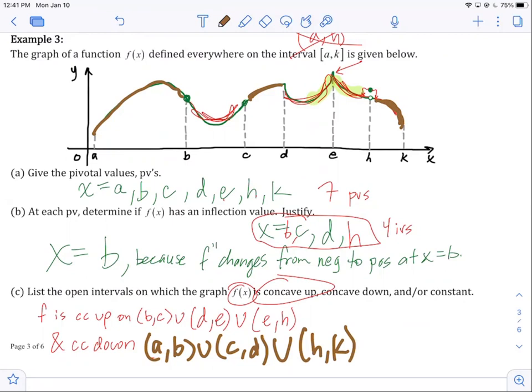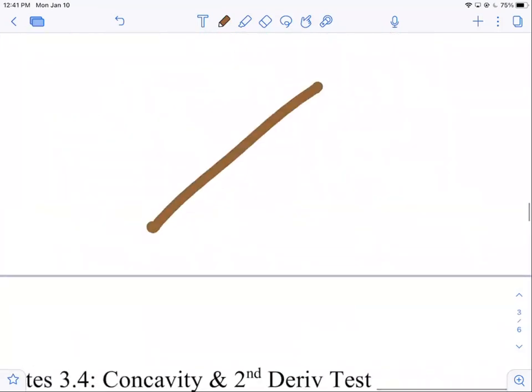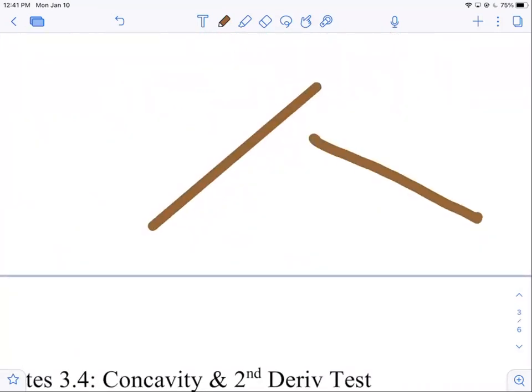All right. Is it constant on any interval? Constant would be straight line. Good. No, there's no straight line. Okay. And it could be a straight line like this. It could be a straight line like that. What about a horizontal line? Could it be that too?